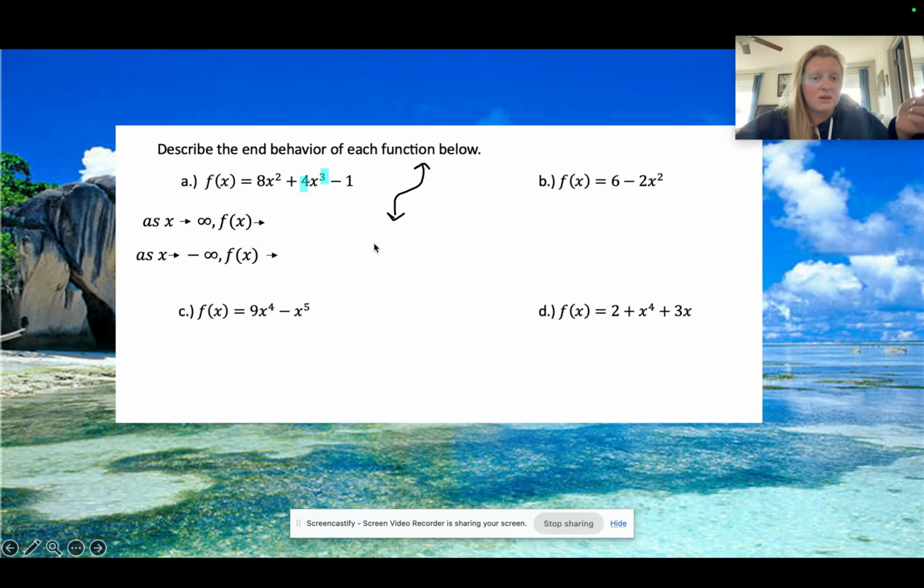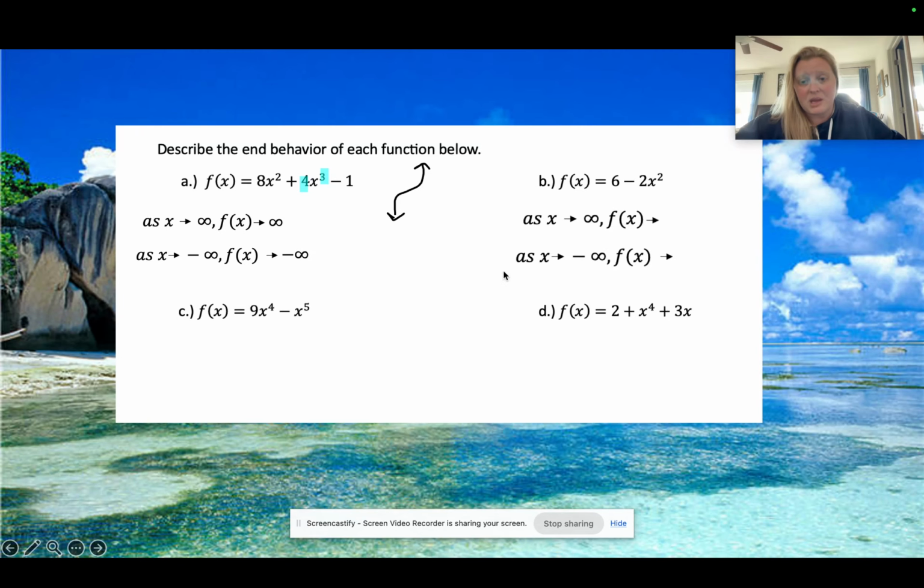So you're going to set yourself up as x approaches infinity and as x approaches negative infinity. f of x approaches, f of x approaches. So you're telling me on the right side, the arrow points, and then you just tell me what it's doing. And then same thing down here. On the left side, the arrow points which way? So we can obviously see it's pointing up on the right and it's pointing down on the left. So that's how we write our end behavior.